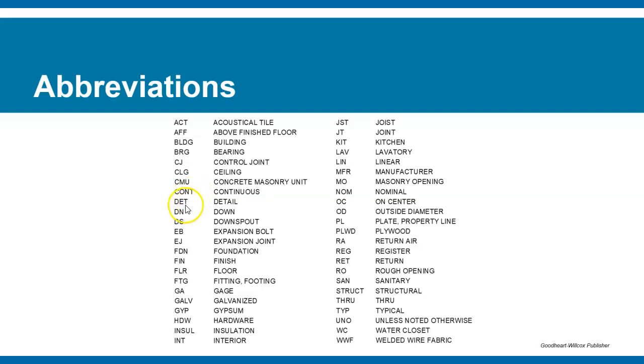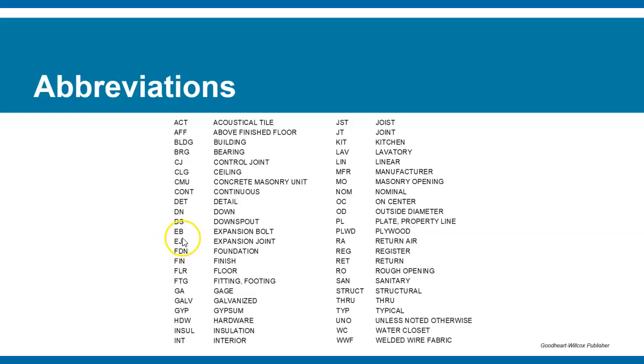DET means detail, so it'll say see the detail. DN means down, like in a stairway. You might see that arrow that says DN, telling you I'm moving in a pathway going down. Or DS, if I'm looking at the exterior of a building and I see a little circle and I see a DS, maybe that little circle is the downspout going down the side of that building.